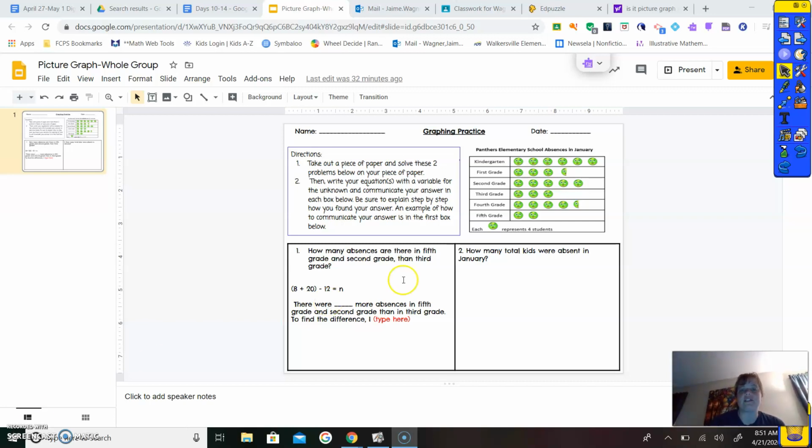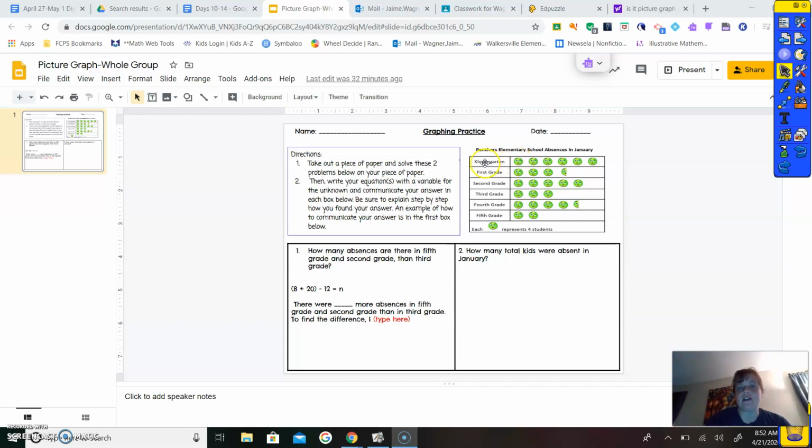So our picture graph today is located over here. The title is Panthers Elementary School Absences in January. It's really important that when you're taking a look at a graph, you're really thinking about what the graph means before you even go to answering the questions about it. For example, looking at the title, I can see that this is an elementary school. It's the absences, so we know that an absence is when somebody's not in school for the day, and it's for the month of January.